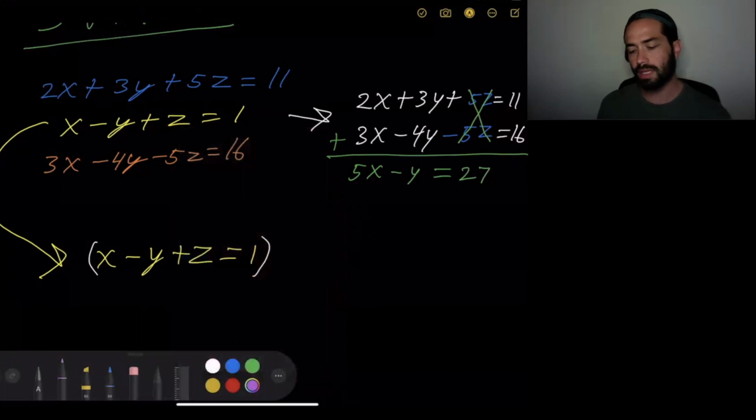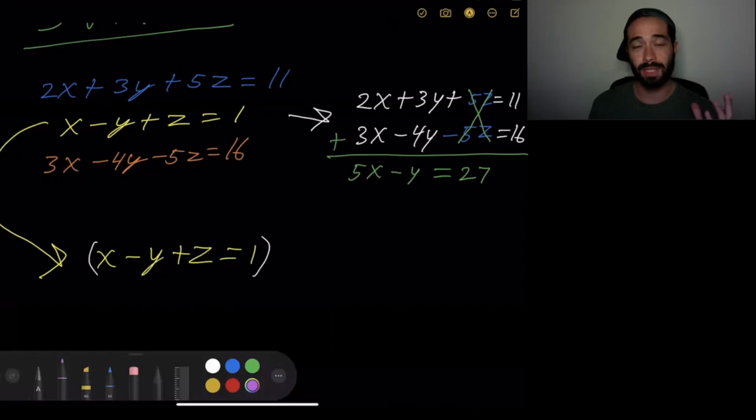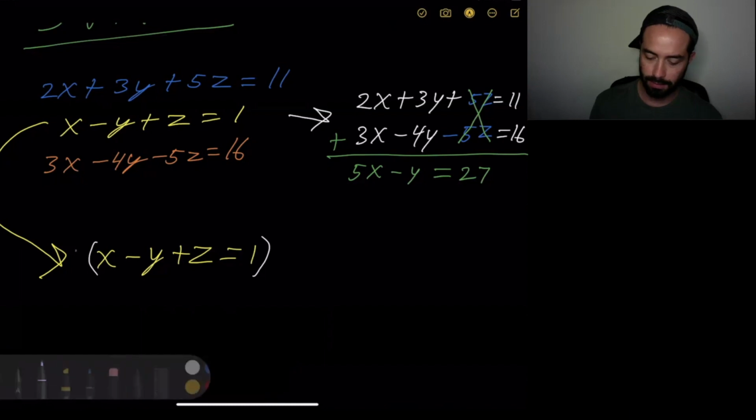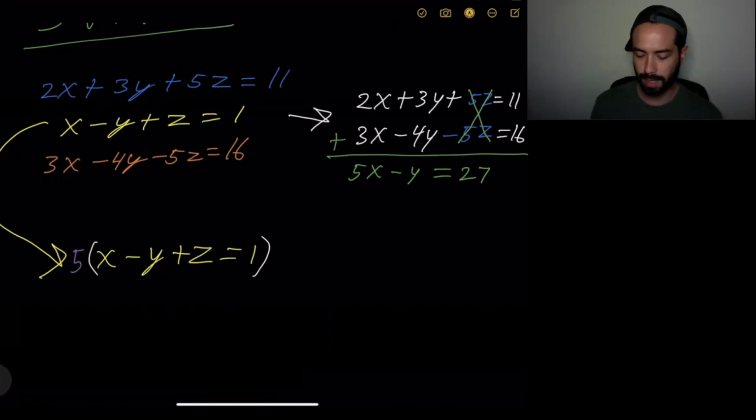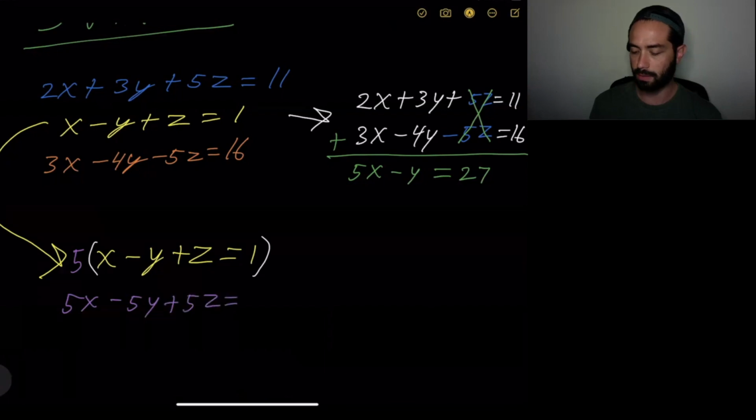Well, if I multiply it by 5, so every single term, the x by 5, the negative y by 5, the z by 5, and the 1 by 5, which I'm allowed to do because I'm balancing the entire thing, then it will give me an opportunity to combine it with one of the other equations, and then the z's will cancel. So let's multiply by 5. So we got distributive property now, so we have 5x minus 5y plus 5z equals 5. That's a lot of 5s.